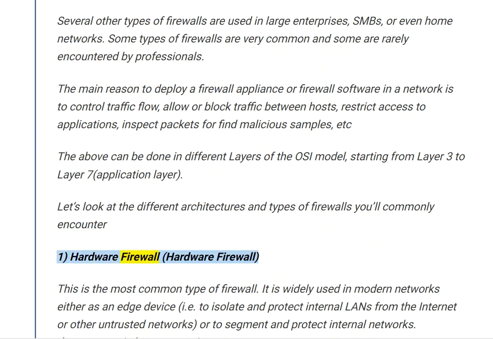1. Hardware firewall. This is the most common type of firewall. It is widely used in modern networks either as an edge device, i.e. to isolate and protect internal LANs from the internet or other untrusted networks, or to segment and protect internal networks.